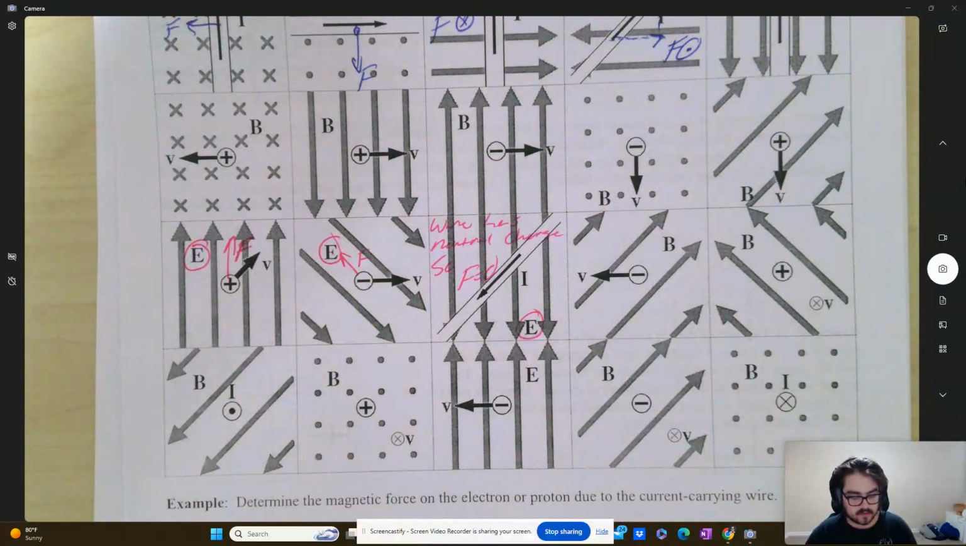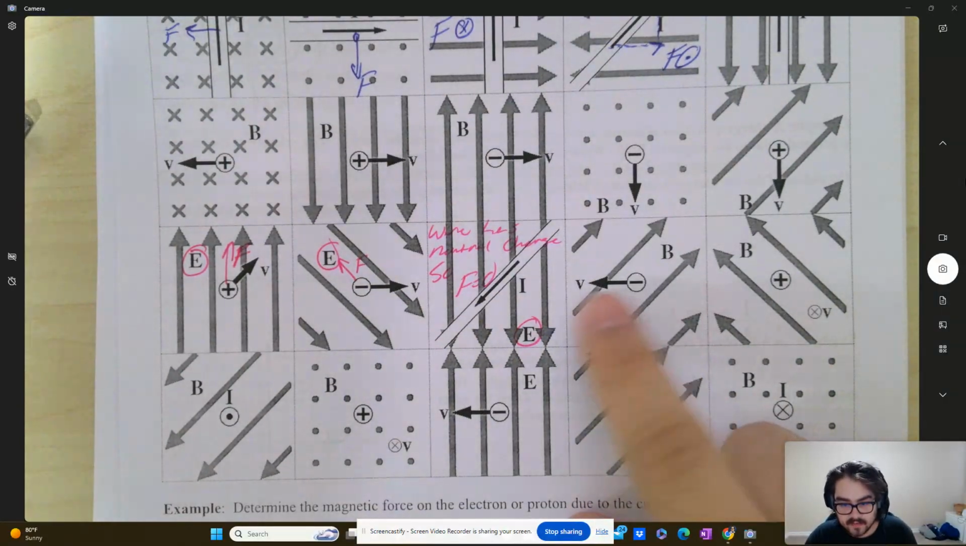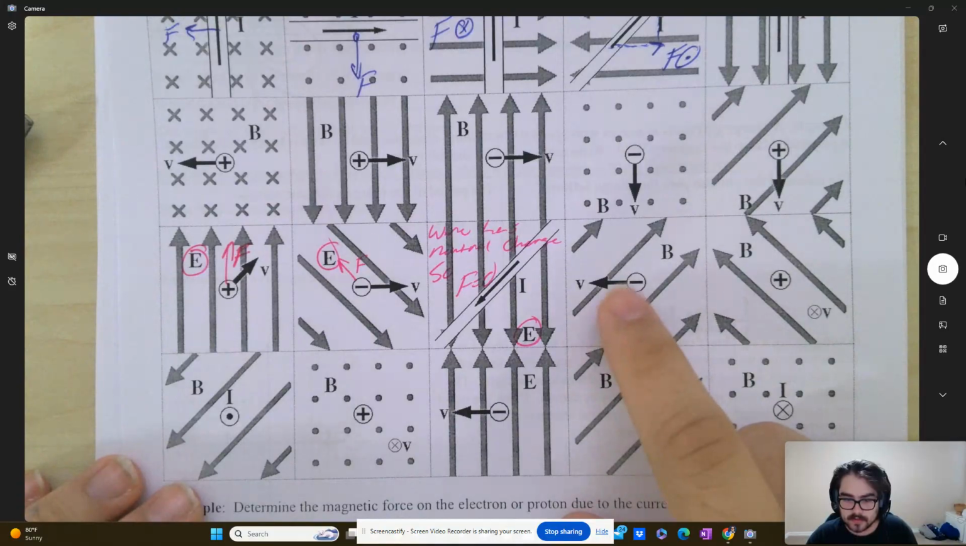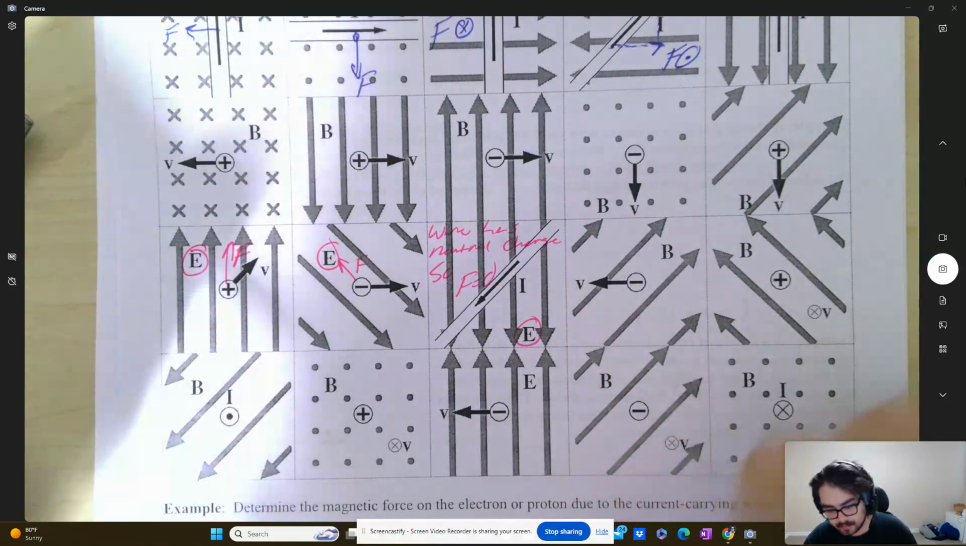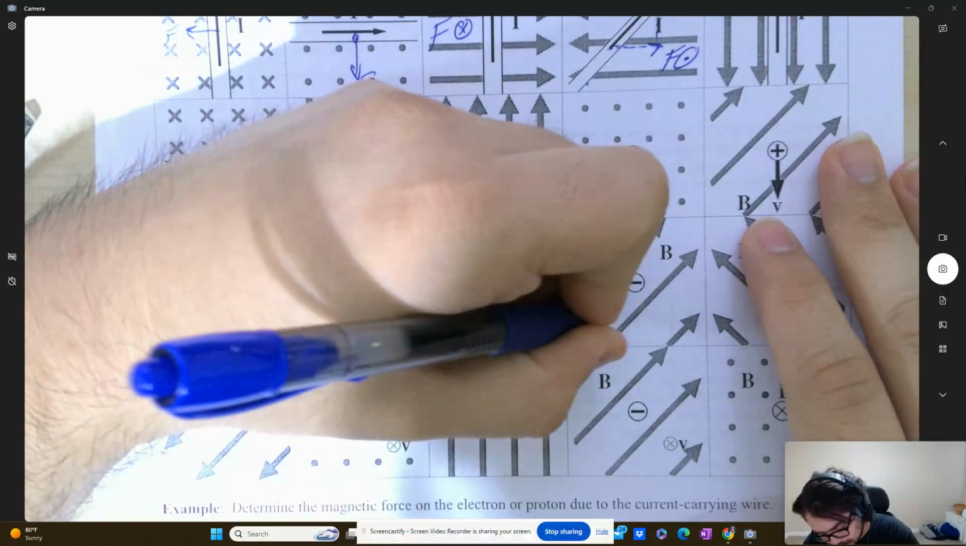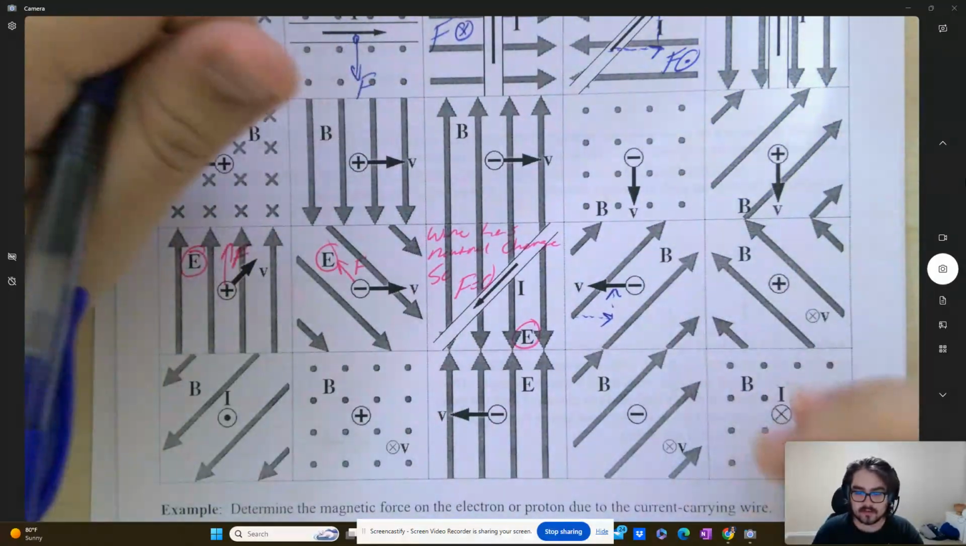I don't know if you can see that, right? Charge moving to the left, B field moving up and to the right. This one is a little bit harder to see, right? Because you would have to break the B field into components, I guess. So it would go there and then there. B field is going to go straight up.